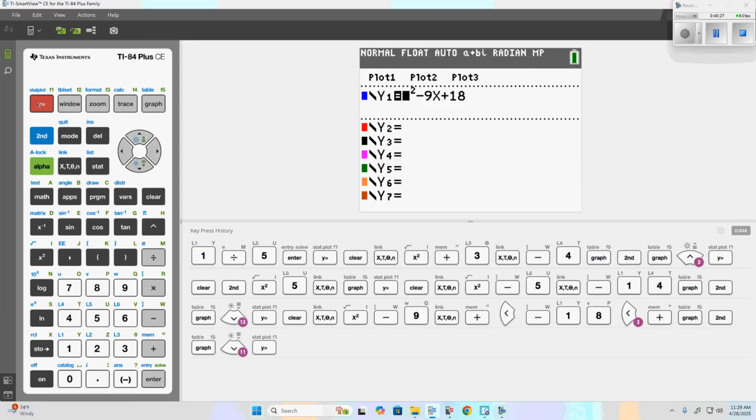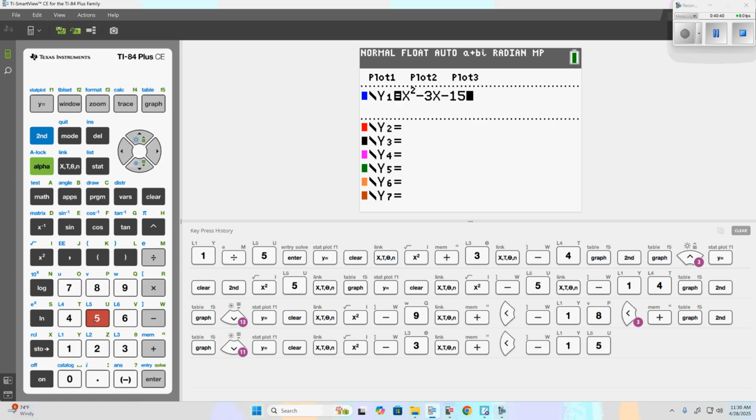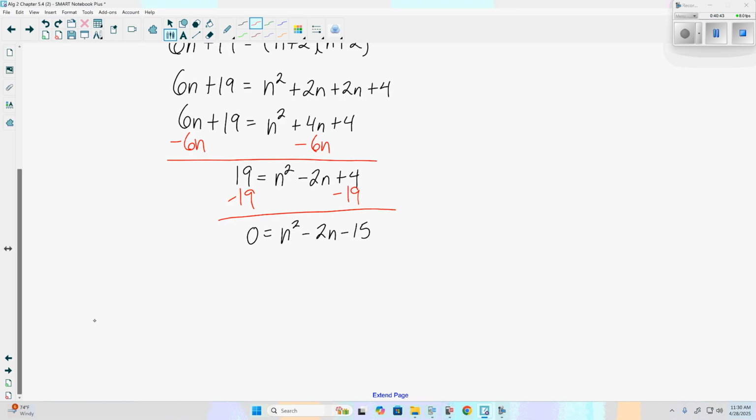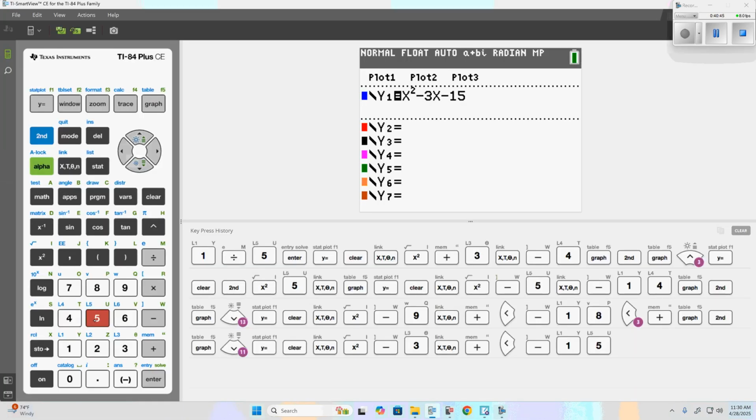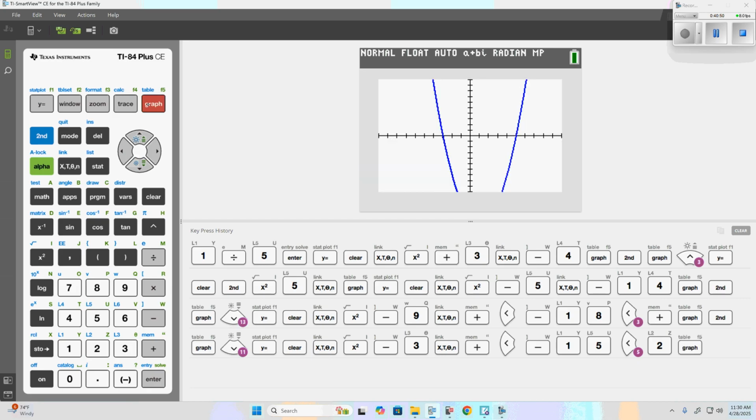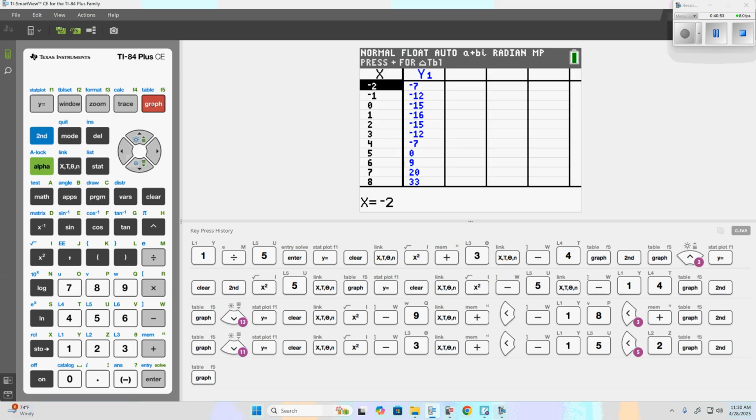And again, no greatest common factor. The number in front of n squared is 1. n squared minus 2n minus 15. And we graph it, we do get this here. And we look at the table. Our two values of x, or n in this case, that give us a y value of 0, are negative 3 and 5.